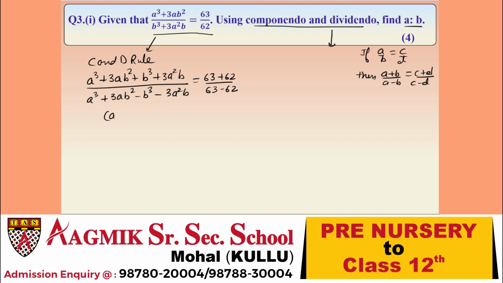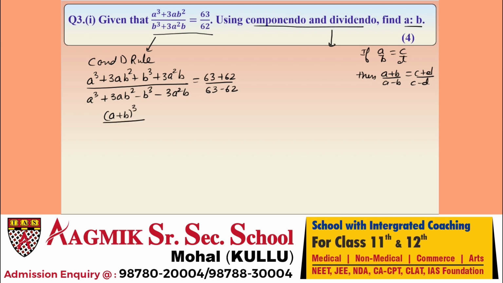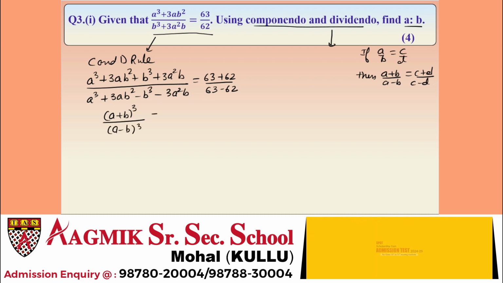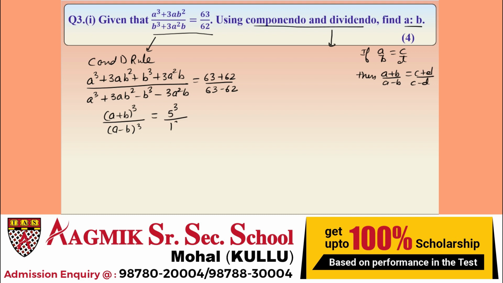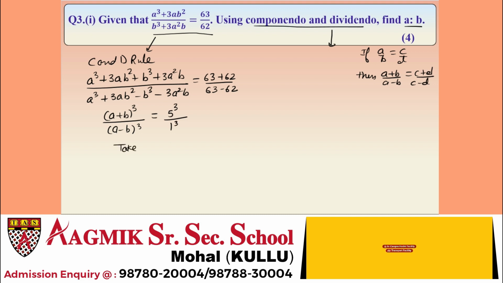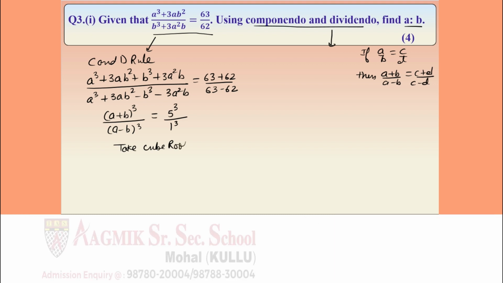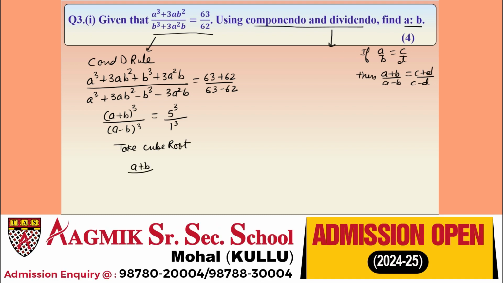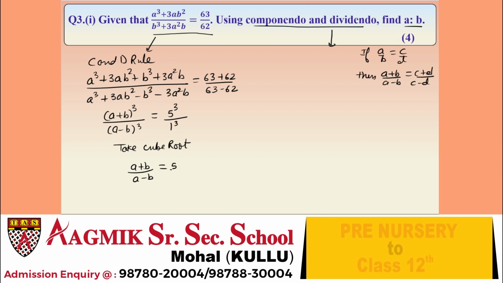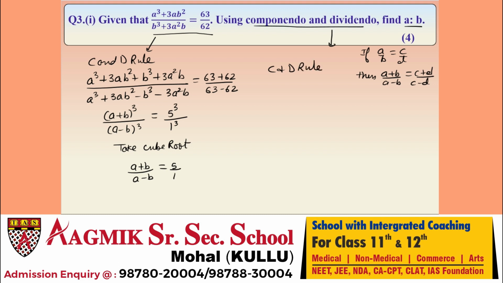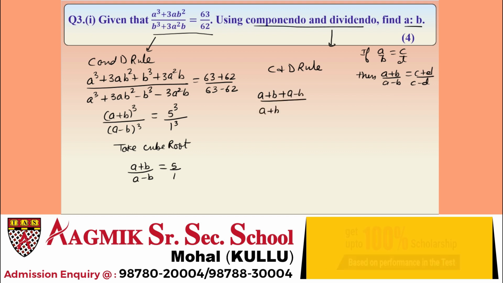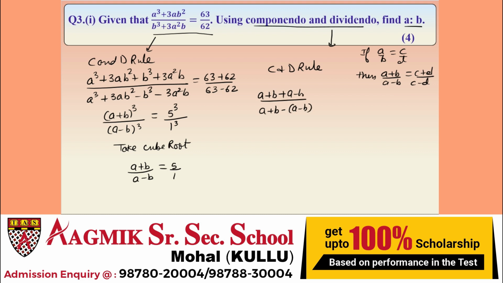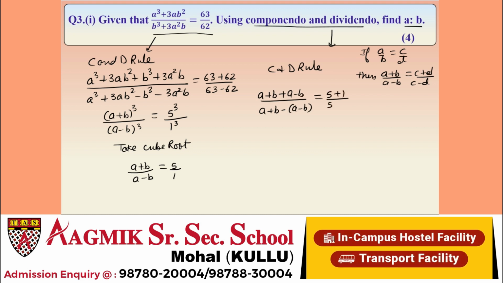Now the numerator is nothing but (a + b) whole cube and the denominator is (a − b) whole cube. This is how much? 125, which is 5 cube, and 63 minus 62 is 1, which can be taken as 1 cube. Now let us take the cube root on both sides. So if you take the cube root, we get (a + b) over (a − b) is equal to 5 over 1. Now again apply the componendo and dividendo rule. So we get numerator plus denominator and then numerator minus denominator. So this will be equal to (5 + 1) over (5 − 1).